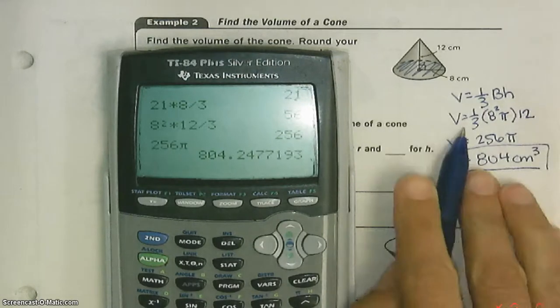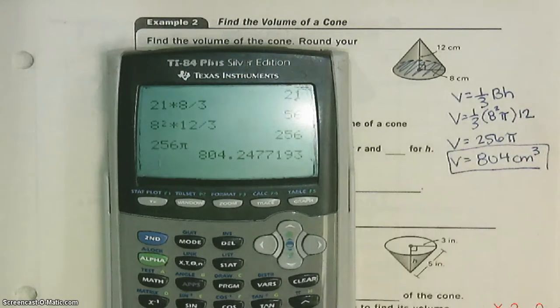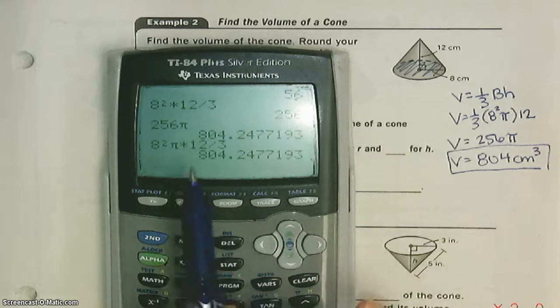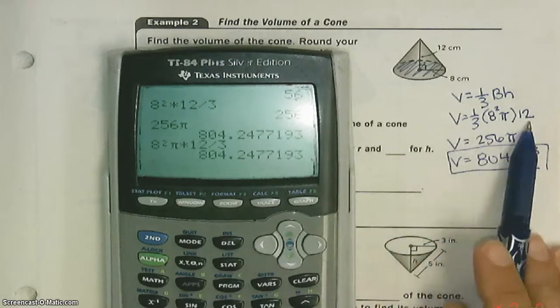But you can just put this whole thing in your calculator. Watch. 8 squared pi times 12 divided by 3. Same answer. So if you want, just put this all in.